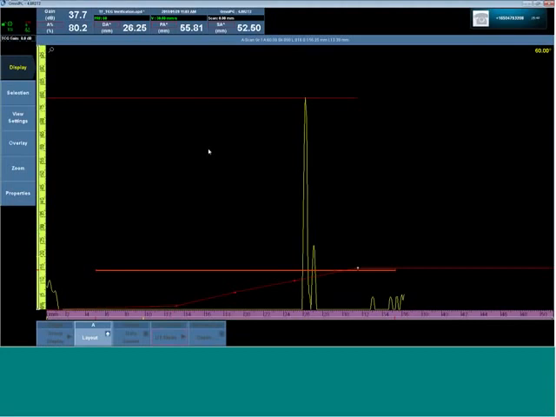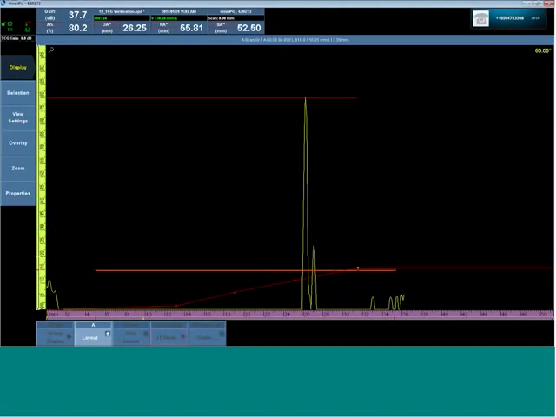This is the offline viewer we use to look at data files acquired from one of the OmniScan family of instruments. We wanted to talk a little bit about some basics and review prior to moving on to the phased array. And the first point I'd like to make is that an A-scan is an A-scan.